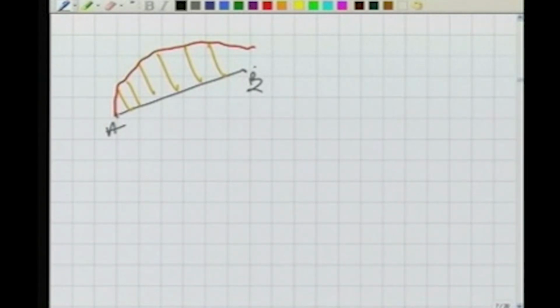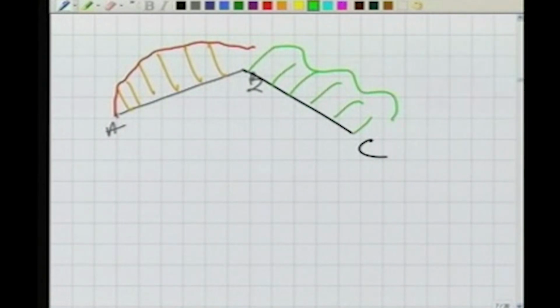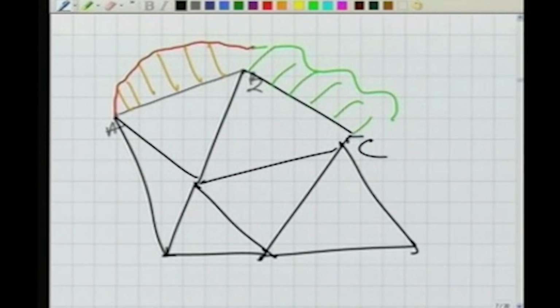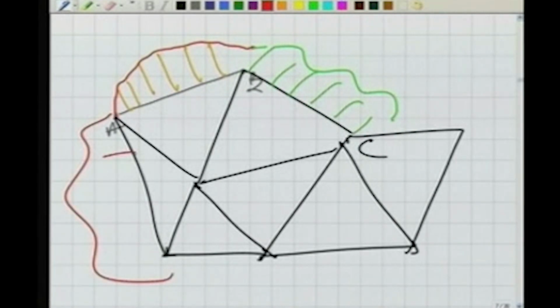Then I have another line BC, and I also have the other set of offsets, so that it plots the other side. Similarly, this entire skeleton can be plotted this way, and the entire area can be plotted because we know all these offsets. For this house, for example, the offset was taken from here. For this tree, the offset was taken from here.